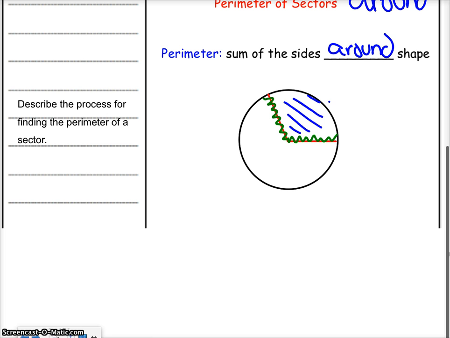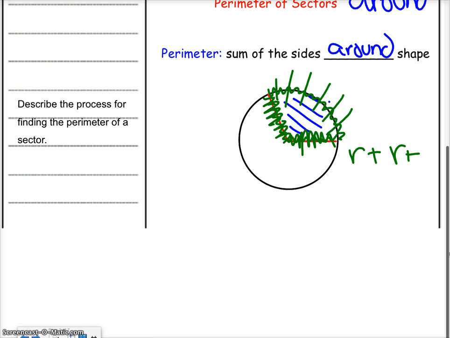Am I all done? No, I have to have this little, we call that an arc length. I have to have that. That's a perimeter. So notice what I did here. What is this? Radius. So it's a radius plus, what's this? Radius. Plus a radius, and then what's this? It's part of the circumference, isn't it? So plus part of the circumference. I can't write it all out, so I'm just going to say plus part of the C.